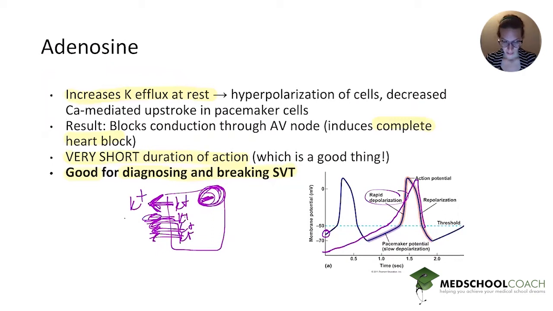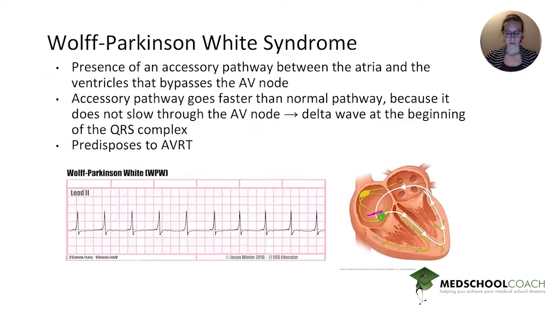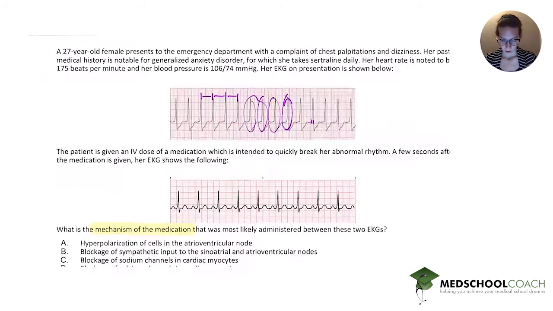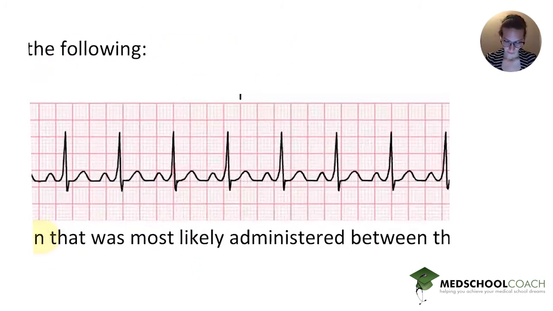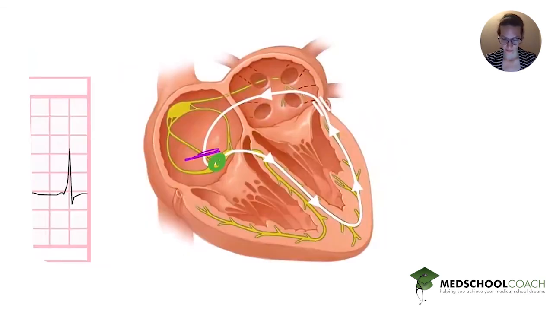So the particular kind of SVT that this person has arises from Wolff-Parkinson-White syndrome, which we can tell because on this second EKG, we can see these delta waves right here, where instead of going perfectly up at a right angle like this, it kind of slopes upward more gradually. And that's because there is an abnormal connection between the atria and the ventricles.